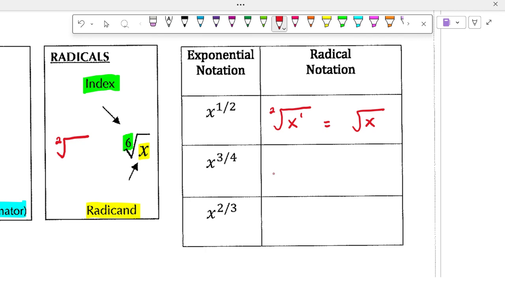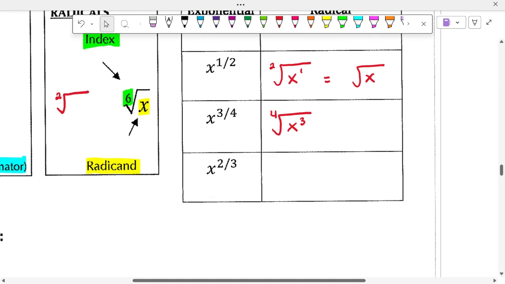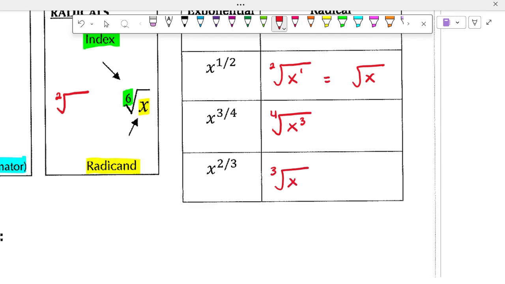What about the second one? What's my index? 4. So I have a 4th root. And x is still going to be raised to the power of what? 3. All right. What about the last one? What do you think it's going to be? Cube root of x squared.